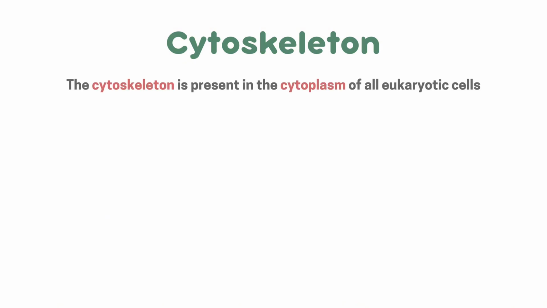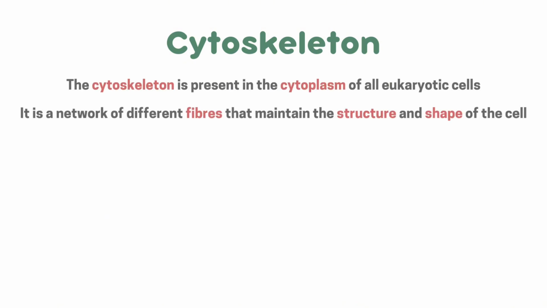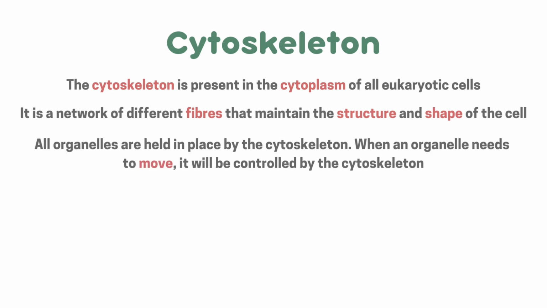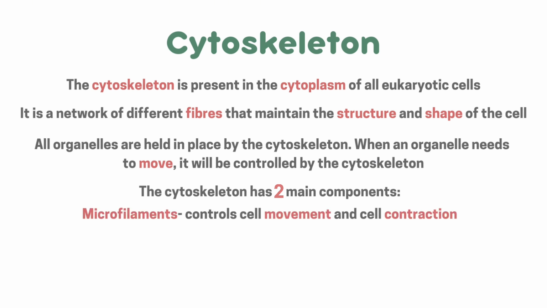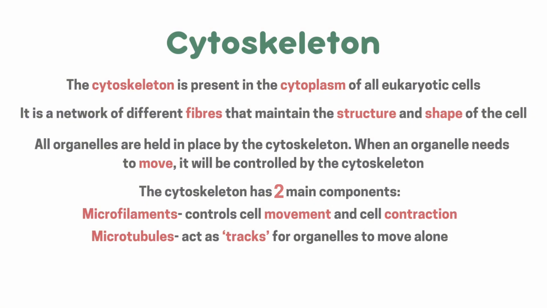And now we will look at the cytoskeleton. The cytoskeleton is present in the cytoplasm of all eukaryotic cells. It is a network of different fibers that maintain the structure and shape of the cell. All organelles are held in place by the cytoskeleton. When an organelle needs to move, it will be controlled by the cytoskeleton. The cytoskeleton has two main components: microfilaments, which control cell movement and cell contraction, and microtubules, which act as tracks for organelles to move along.